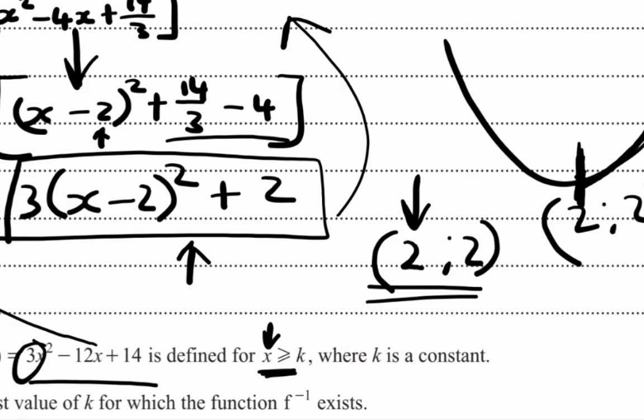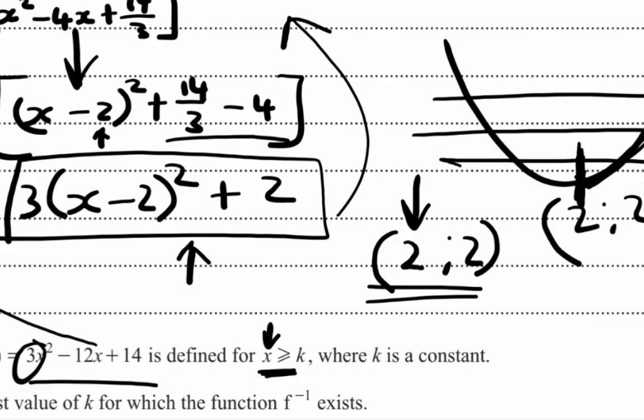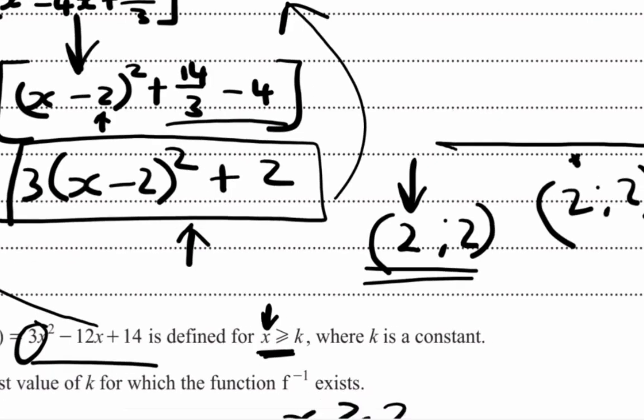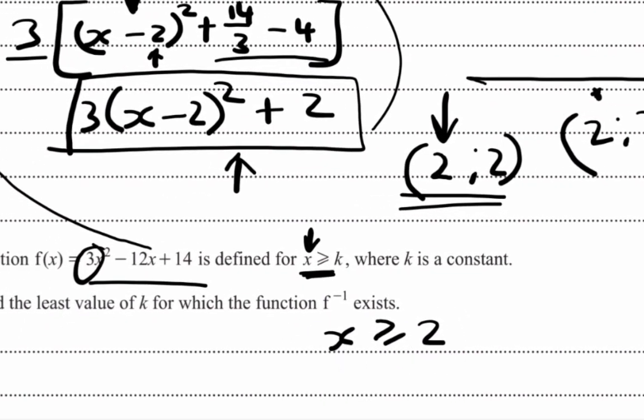So if we use the graphical method, we can see that for this region, these lines only have one x value for each of the y values, which is one of the tests that we can use to see if a graph or a function has an inverse, right? So that's why we picked 2 there. X is greater than or equal to 2.